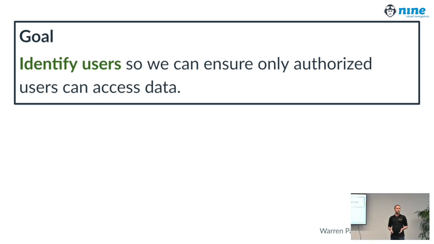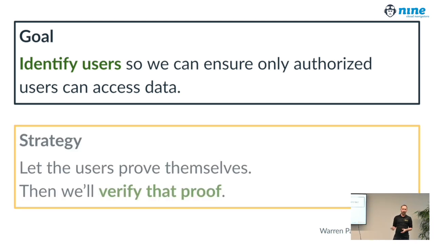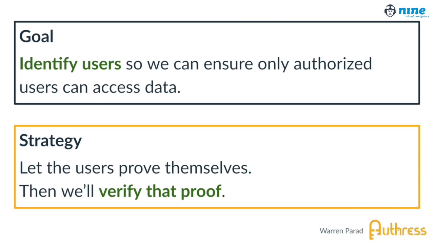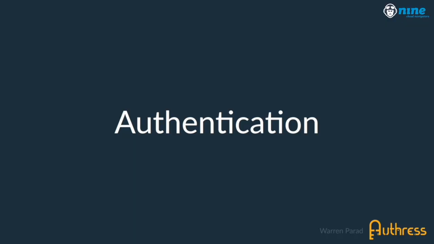Identify users so that we can determine and ensure that only authorized users can access their data, and that users will prove their identity, and we'll verify that proof. Then they'll be allowed to access that associated data for that user. This is the core of authentication.